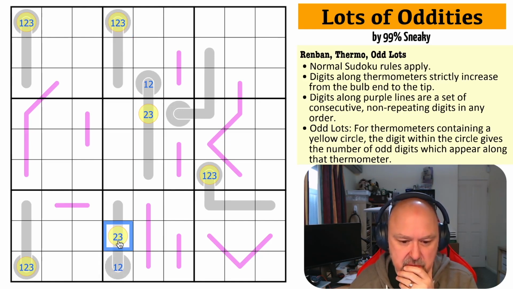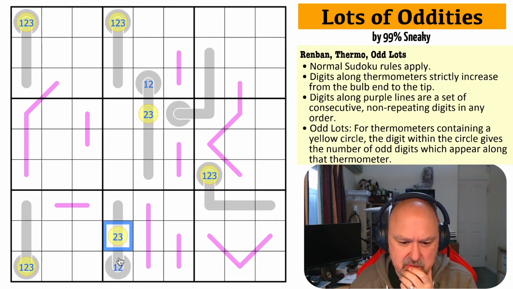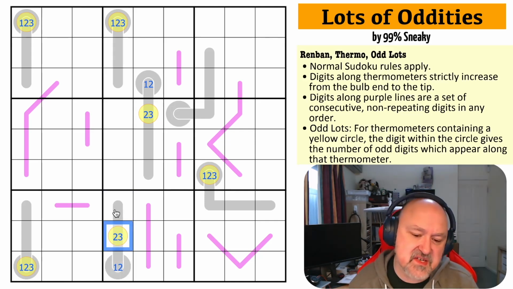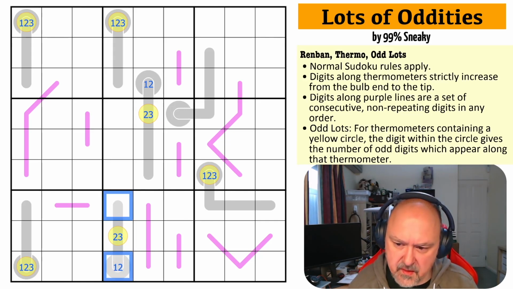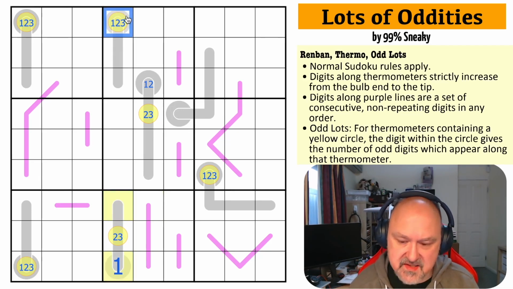So if this is 2, this would be 1, and this would be higher than 2. If this is 3, this would be 1. Hang on, if this is 2, these would both be odd. And if this is 3, these would both be odd. Hang on, these are both odd. If this is 2, these are both odd. And because this would say there's 2 odd digits, if this is 3, all of them are odd. So these are always odd, which means that's a 1, which means this is not 1.